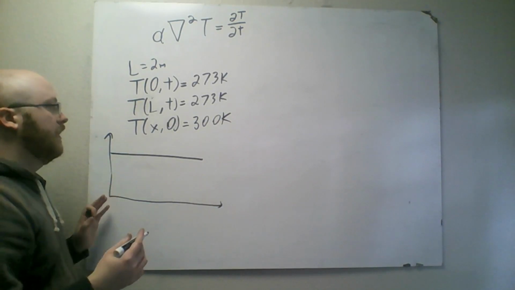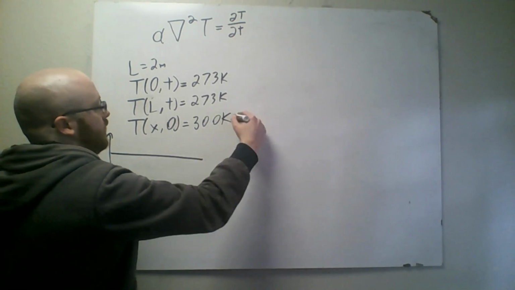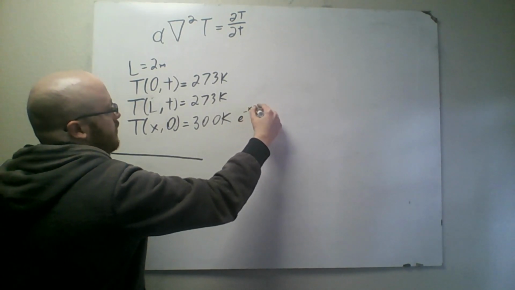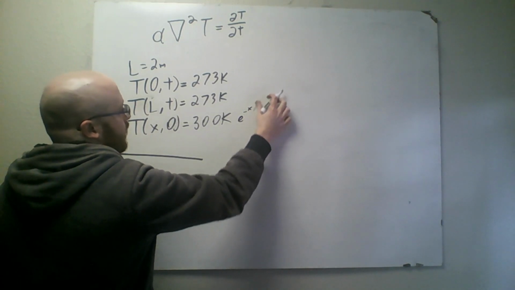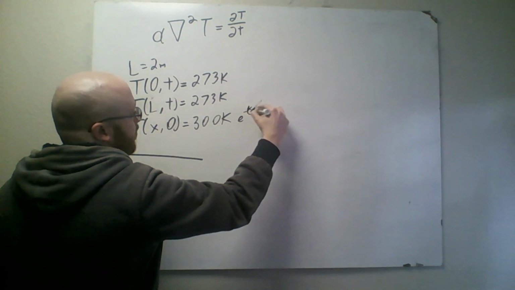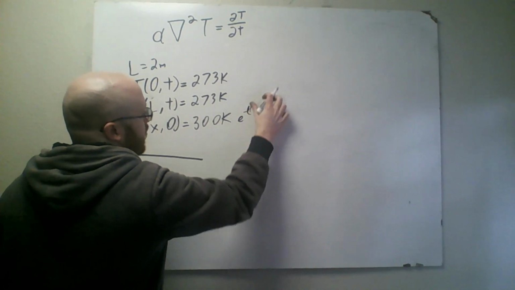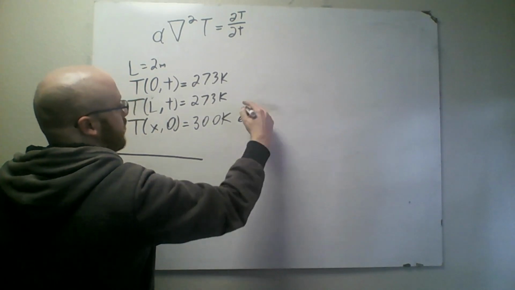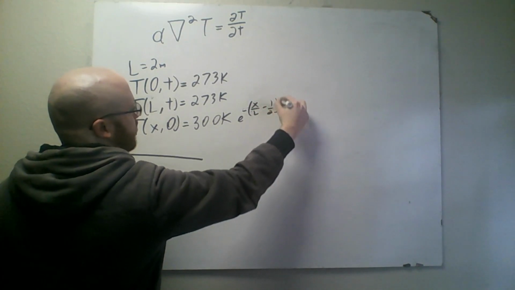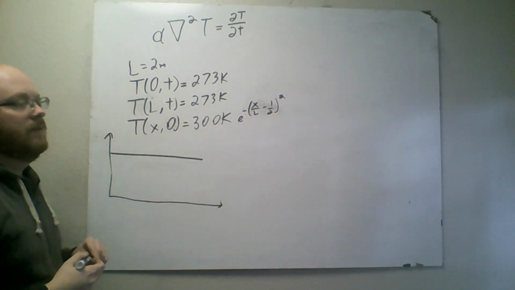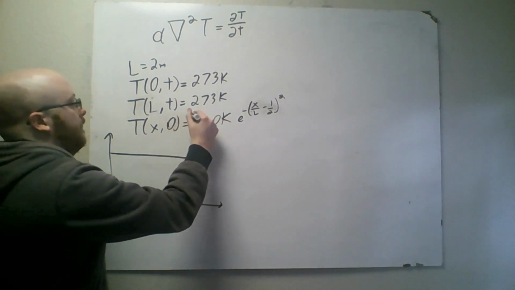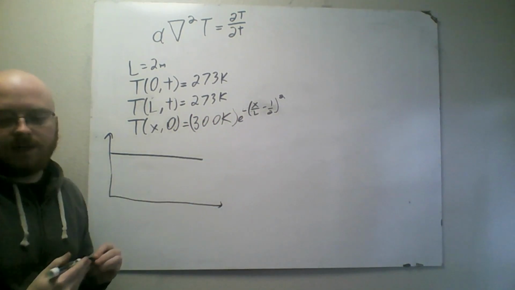If I want some kind of variance, I could do 300 Kelvin times e to the negative, x over L minus a half, squared, or something like that. That would be a bell curve with the highest point in the center. So this is just some function. It doesn't matter what it is.